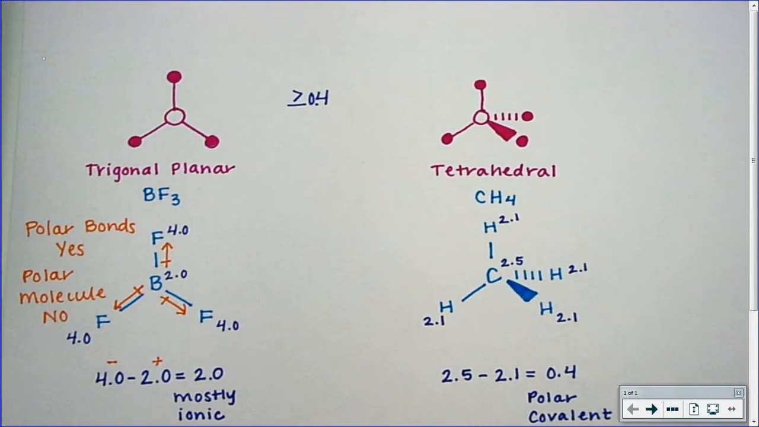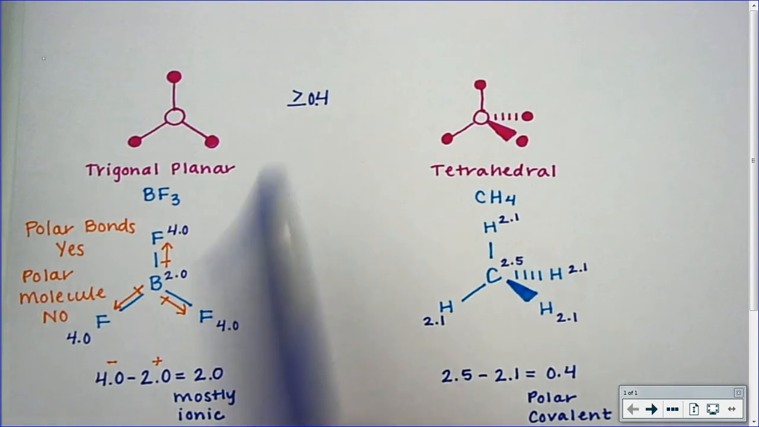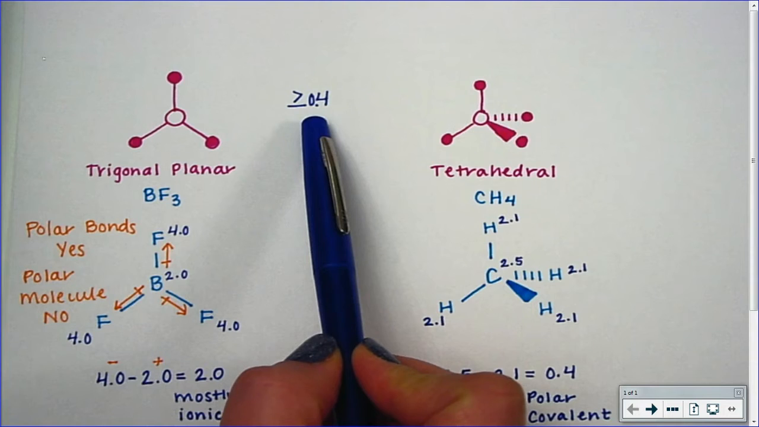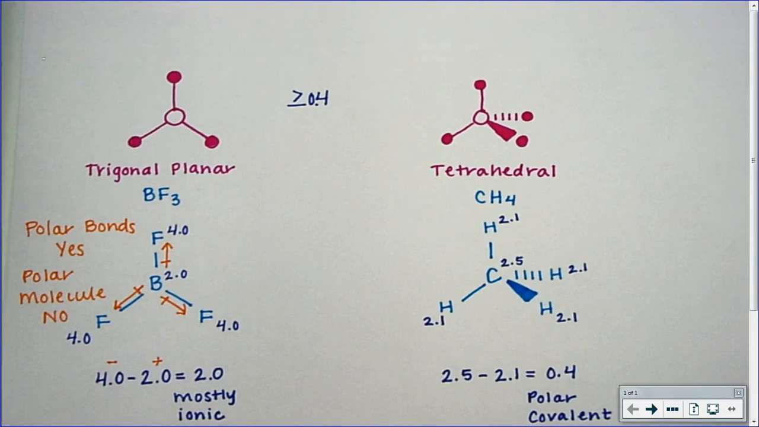So carbon's 2.5 and every single hydrogen is 2.1. And so the difference between the two is 0.4, which is super borderline. However, as we denoted before, if it's greater than or equal to 0.4, we're going to call this polar covalent. And so that's what's denoted at the bottom here.